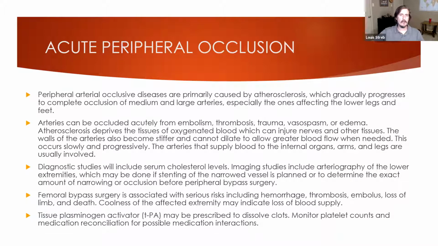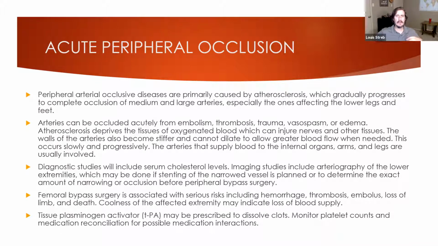Acute peripheral occlusion. What we're talking about here is the same thing we've been talking about: atherosclerosis that starts to get worse and worse, and it occludes blood flow. An acute peripheral occlusion can be anywhere peripherally, right? Blood flow to your arms, to your legs. That's typically what we're talking about. Internal organs can be affected.